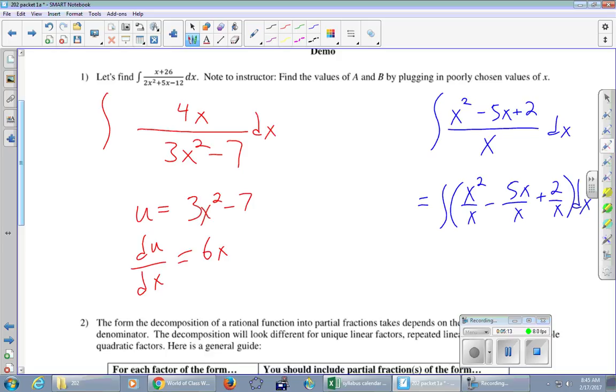This integral is going to turn into something like 1 over u du. There'll be some other constants floating around. And what's the integral of 1 over u? It's ln of u, okay?